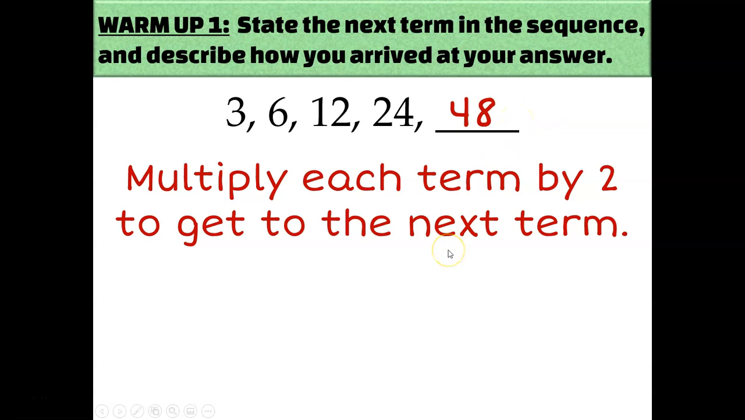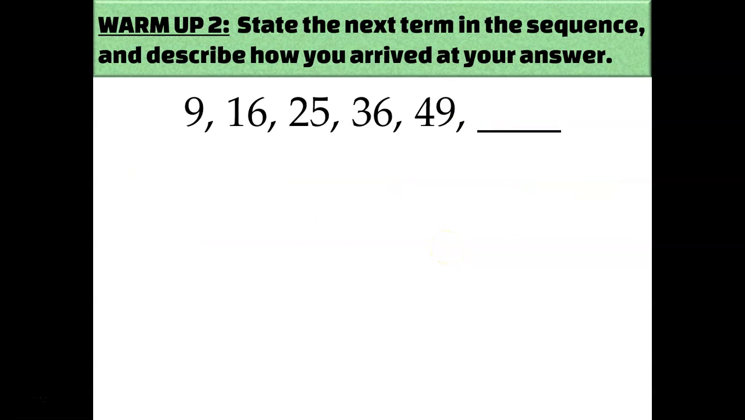Let's try another one. This one's a little bit more challenging. You might think at first that we're adding. 9 plus something is 16, that would be 9 plus 7. And then if I add 7 to 16, well, that doesn't get me to 25. So I'm not just adding the same thing each time, and I'm not multiplying, because what do you even multiply 9 by to get to 16? So what is going on here?